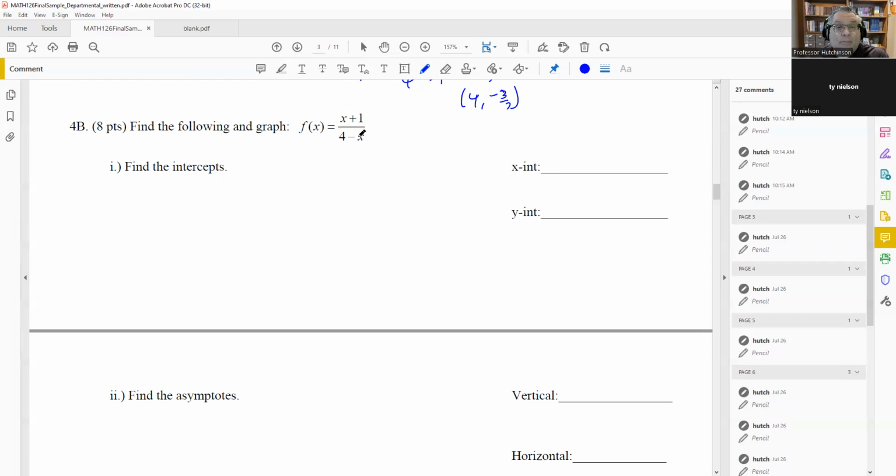The actual problem you'll have on the final will either have 1 or 2 vertical asymptotes. So that's why you want to make sure you know both of those, so no matter what version you're given, you'll know how to do it.